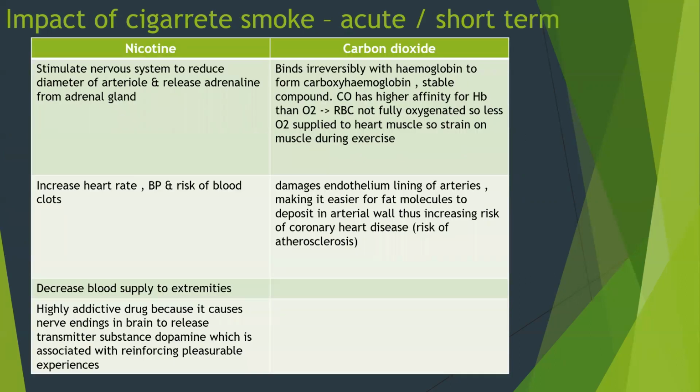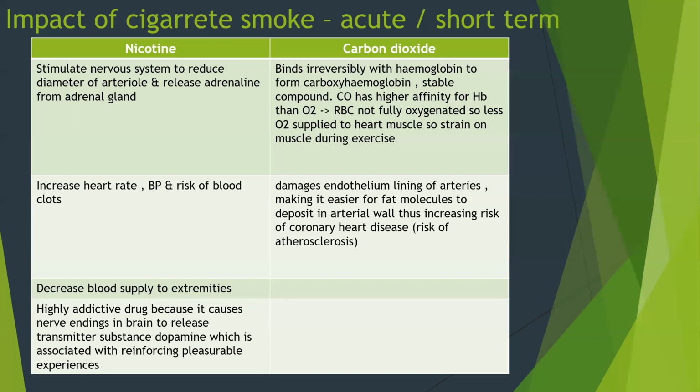So now let's talk about the immediate or acute short-term effects of cigarette smoke on our body. Cigarette smoke contains nicotine and carbon monoxide. First of all, nicotine is what makes cigarettes very addictive. It is a highly addictive drug because it stimulates the nerve endings in the brain to release a transmitter substance, dopamine, which is associated with reinforcing pleasurable experiences.